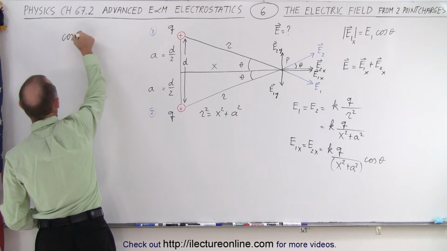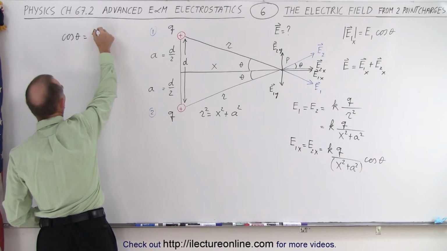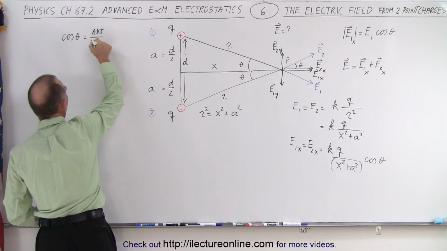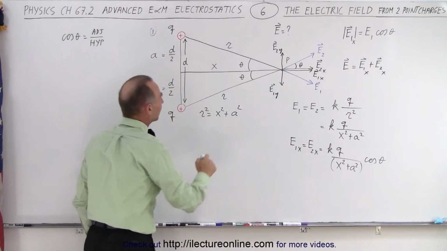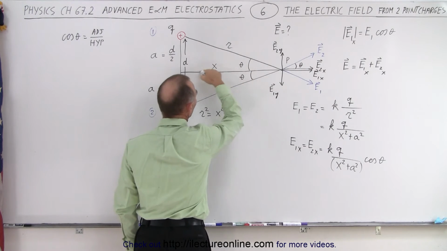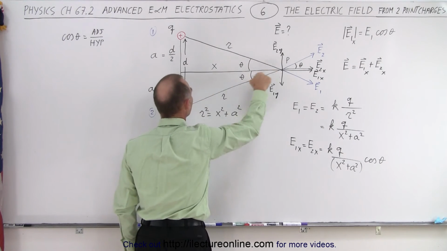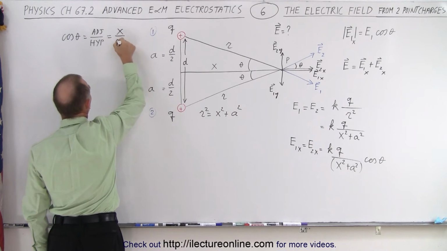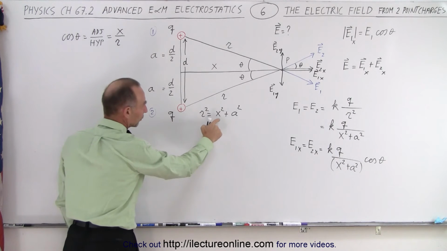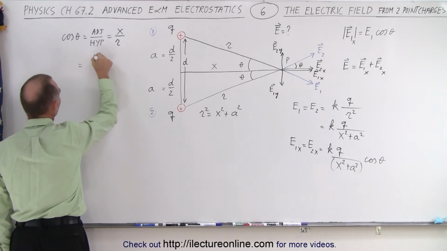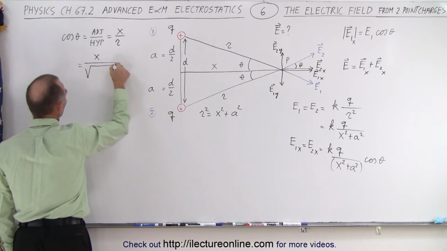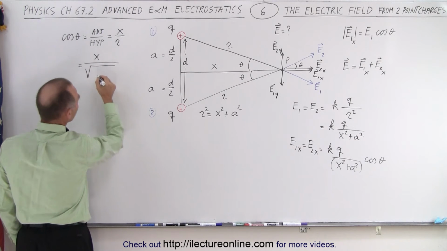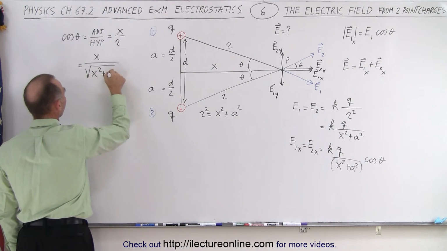The cosine of theta, by definition, is equal to the adjacent side divided by the hypotenuse. So if we take a look over here, the adjacent side would be x, and the hypotenuse would be r. So that would be equal to x over r. And of course, r again is defined over here. So we can say that this is equal to x divided by the square root of x squared plus a squared.